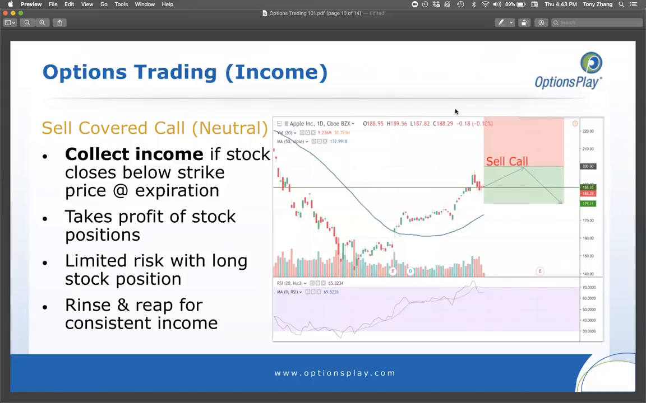Now, the reason that I'm not talking about the losses here is because we're talking about a covered call. We're not just selling a call naked. If you were selling a call naked, you would truly have unlimited risk to the upside.